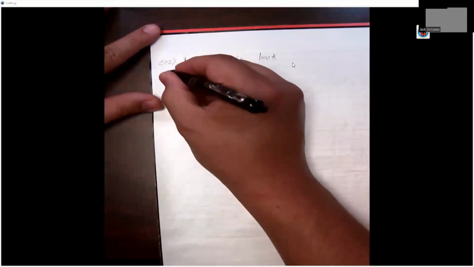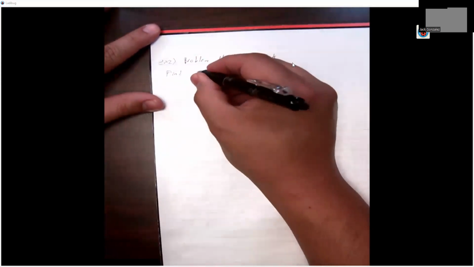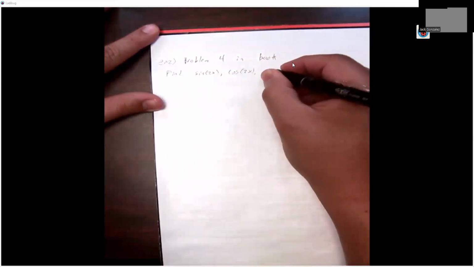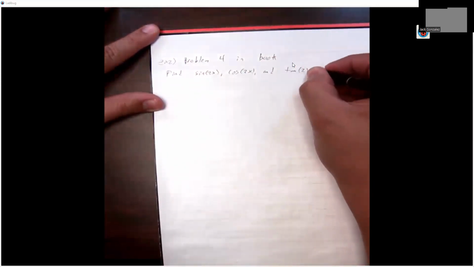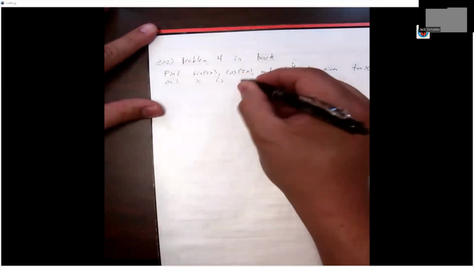Okay, so it says find sine, cosine, and tangent of 2x, given tangent x is equal to -4/3, and x is in quadrant 2.